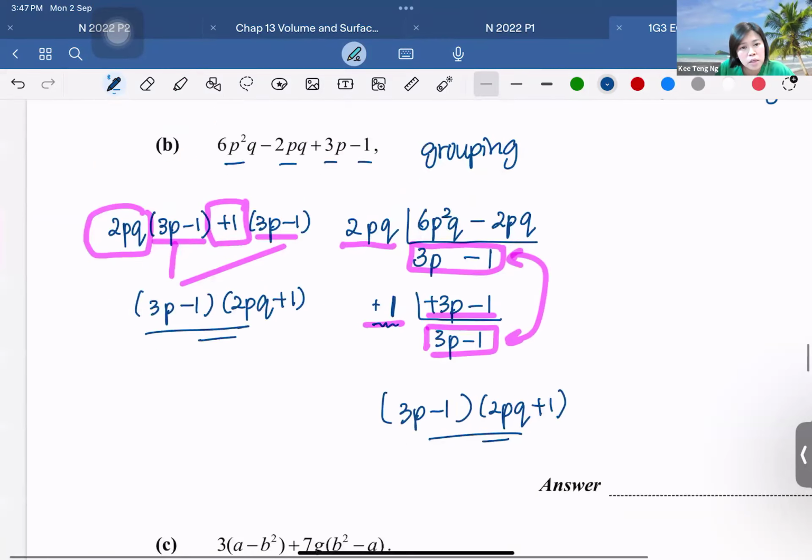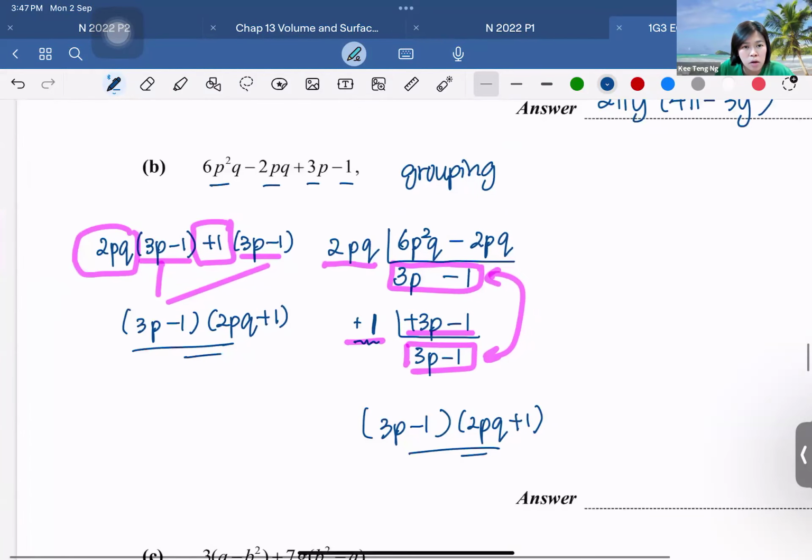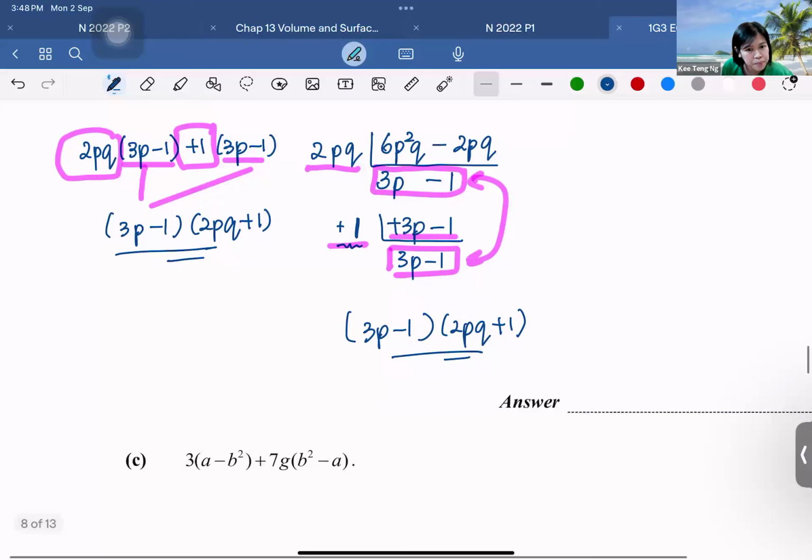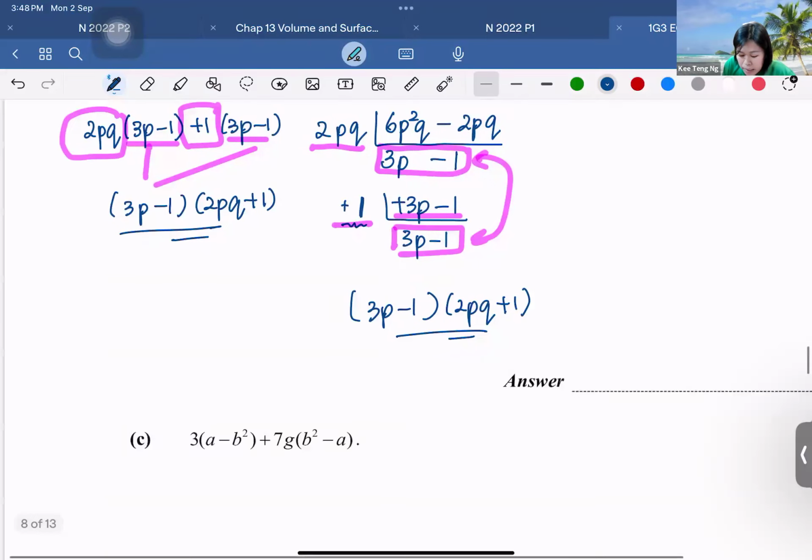Of course, there are other choices. Some of you might group 6p square q with 3p, and then negative 2pq with negative 1, something like that. It's up to you. Maybe you just work out your answers, you show me, and I'll go through whether it is correct. Okay, next question.